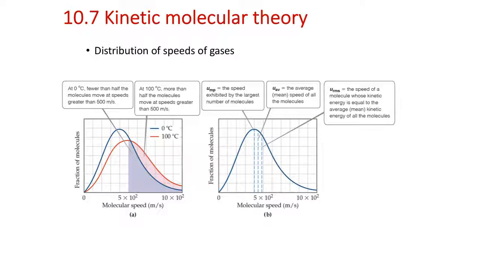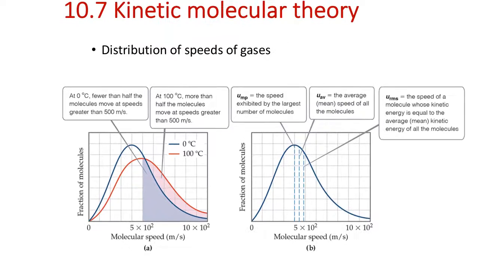Okay, so we can look at the distribution of speeds of a gas. We could compare the distributions of speeds. Notice even at 0 degrees for a gas that its velocity distribution is relatively wide. So you have some particles that are moving really slow, so some particles are on the slow side. Some particles are moving really fast.